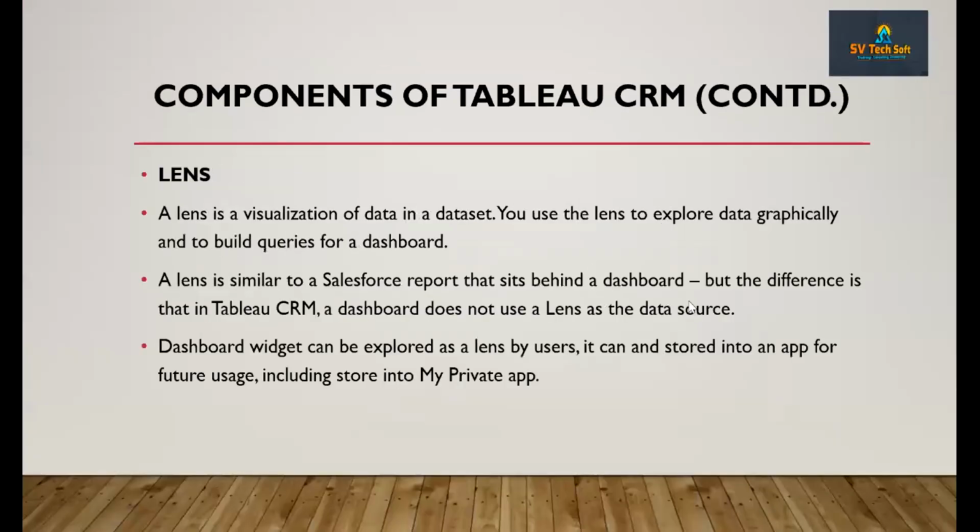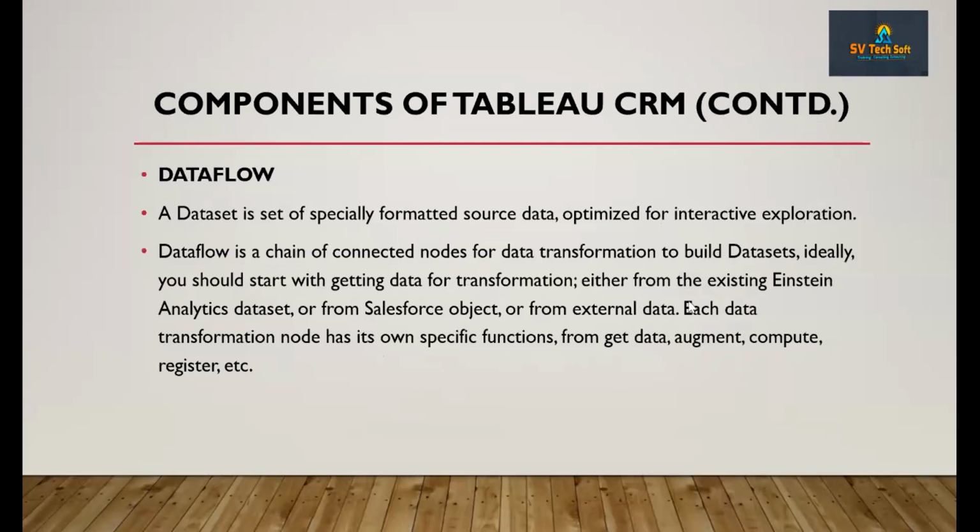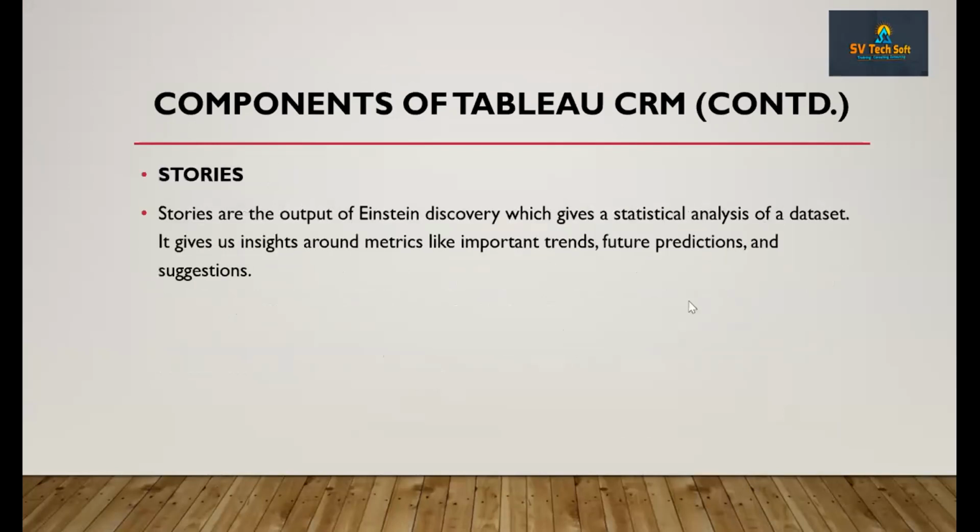Then we have this lens. As I already told you, a lens is nothing but a dataset, and you want to store the dataset for future reference. Then you go for this lens. It's a visualization of data in a dataset, as I just showed you. The data flow, as I walked you through, has different transformation nodes. It's a huge thing, and it will take a lot of time to explain. As you have seen, there are a lot of nodes over there. We'll walk through it and try to understand, and there's a lot to learn in this data flow.